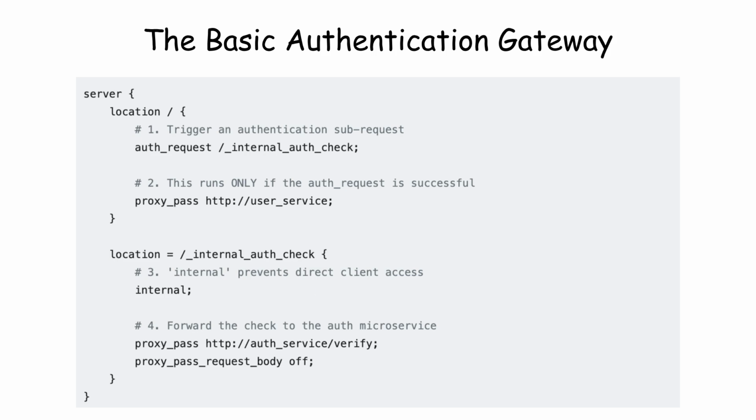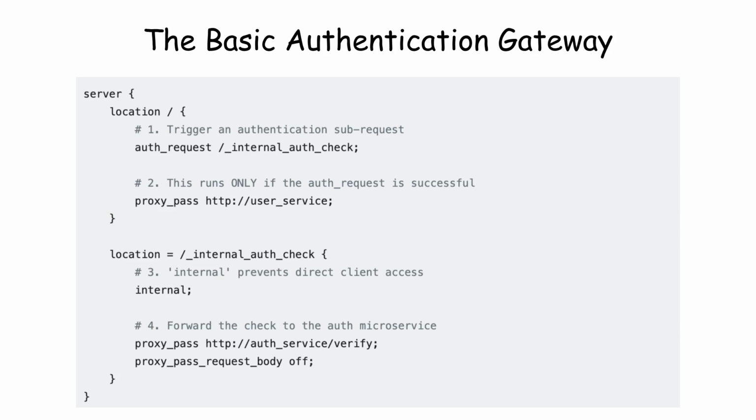Here, we proxy the check to our auth_service. For efficiency, we also tell NGINX not to send the original request's body to the Auth service, as it typically only needs to inspect headers or cookies. The auth_service performs its verification. If it returns a success code like 200 OK, the auth_request is considered successful. NGINX then proceeds to the next line, proxy_pass, sending the original request to our protected user_service.